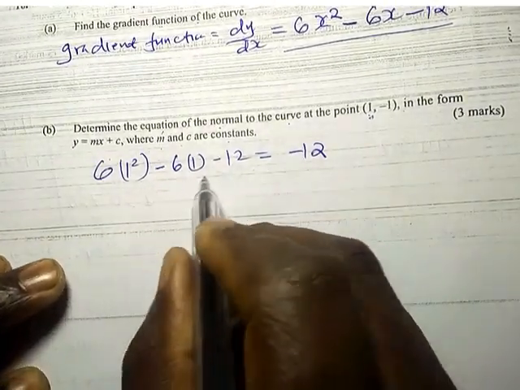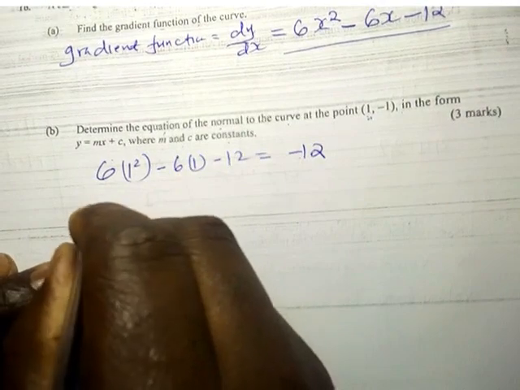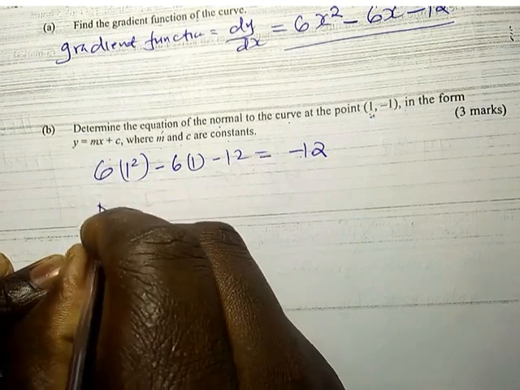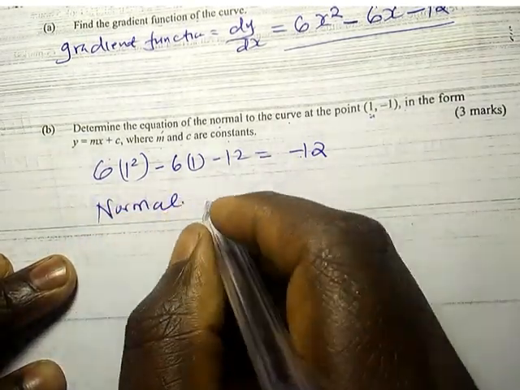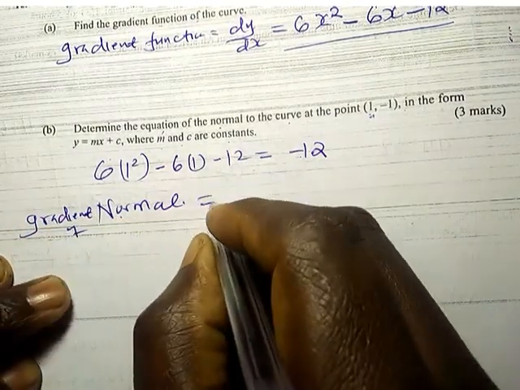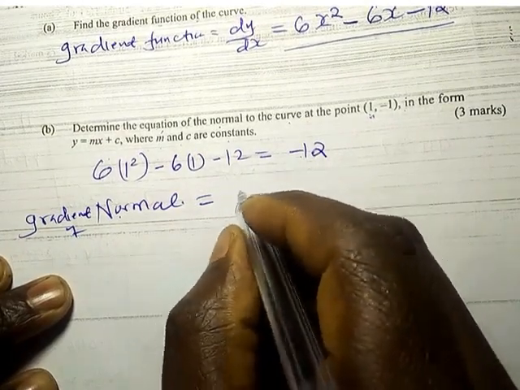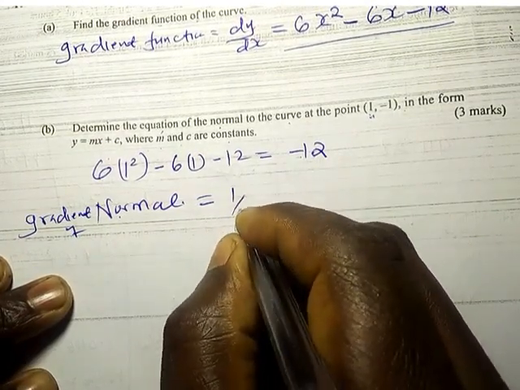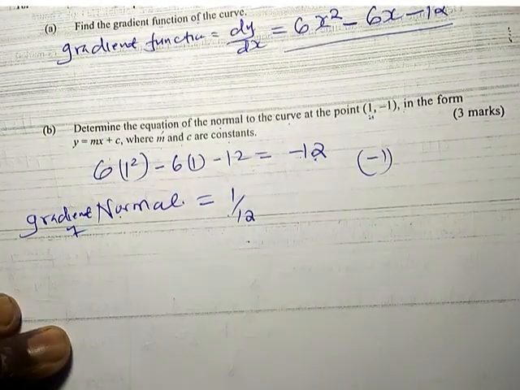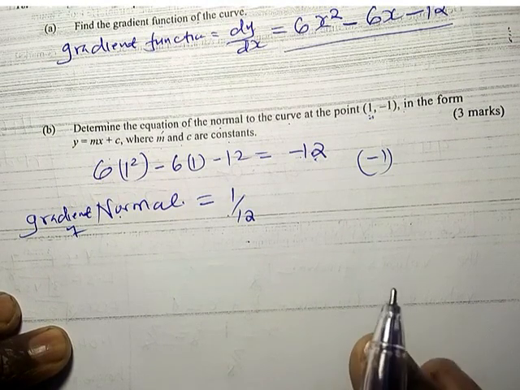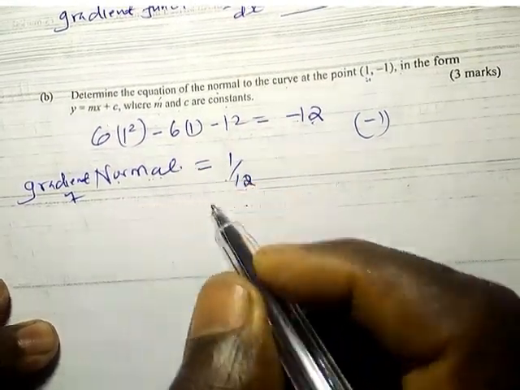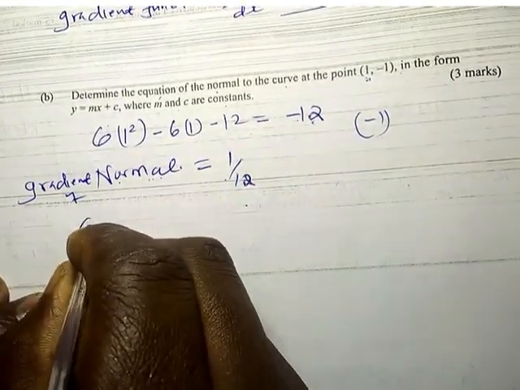So if the gradient is negative 12 for the curve, then the gradient of the normal, because they are perpendicular, will be the reciprocal of this, that is 1 over 12 positive, so that when we multiply this and this, the answer is negative 1. We know perpendicular gradients, when you multiply, give negative 1. So now we have the gradient of the normal, which is equal to 1 over 12.